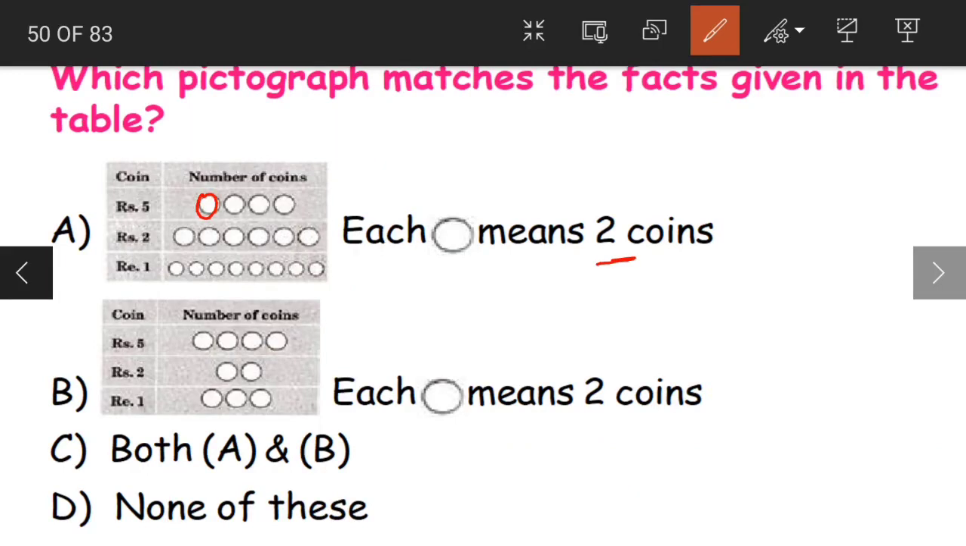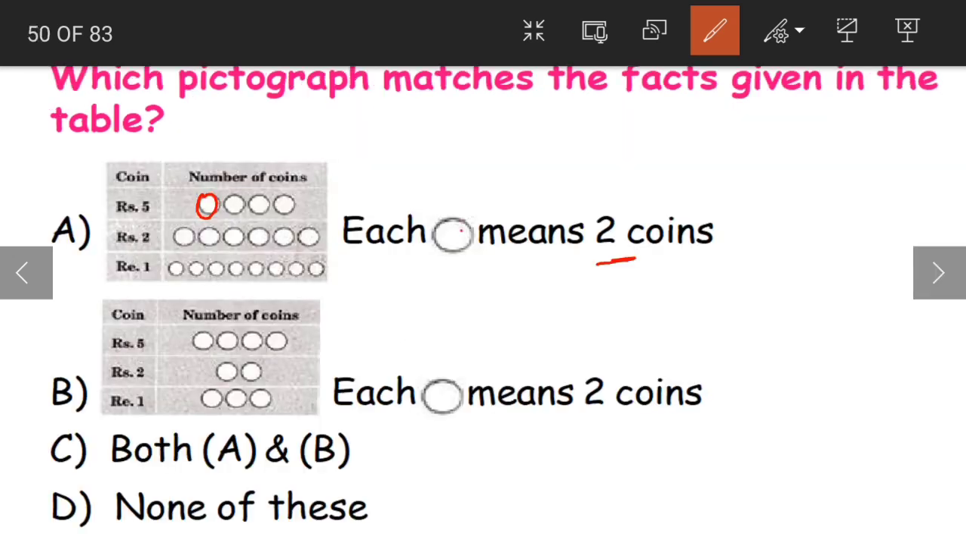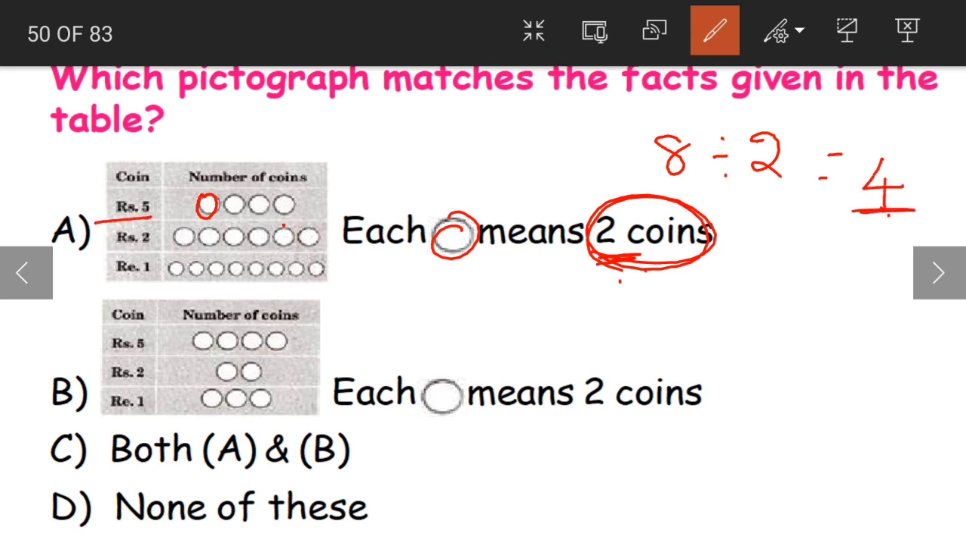So here, first, how many 5 rupee coins does she have? 8. So she is having 8 coins. Now one circle means 2 coins. So how many circles should there be, children? 8 divided by 2. How many coins does 1 circle mean? 2. So 8 divided by 2 is equal to 4. So for 5 rupees we need to have 4 circles. 1, 2, 3, 4. Yes, we are having 4 circles.